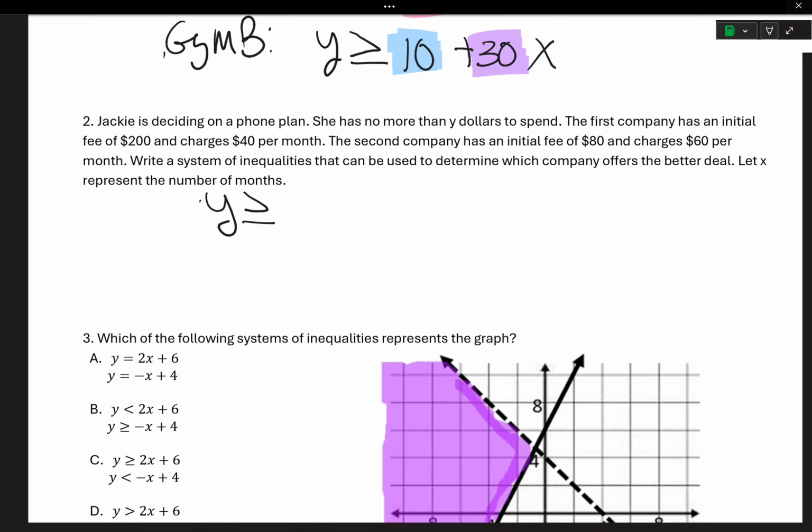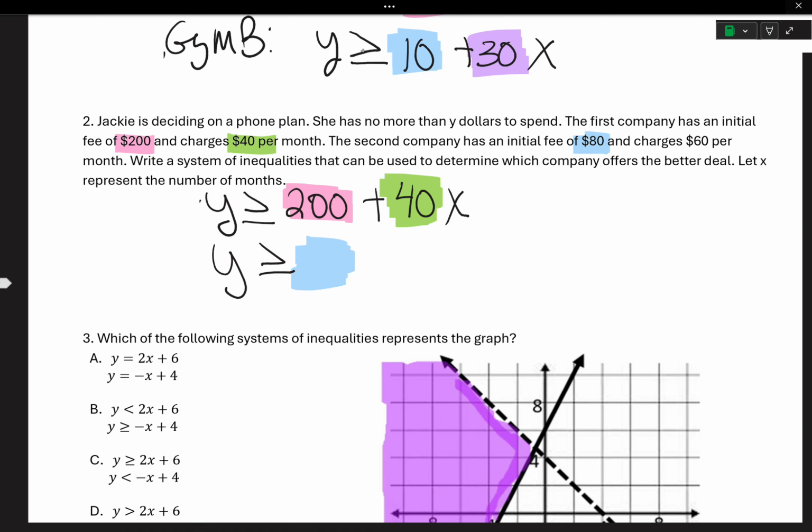All right, company number one, $200 to start, and then 40 bucks a month. Gym number two offers a sign-up fee of 80, but then charges 60 bucks per month. In order to solve this inequality, we would have to graph it and see which phone plan would be best.